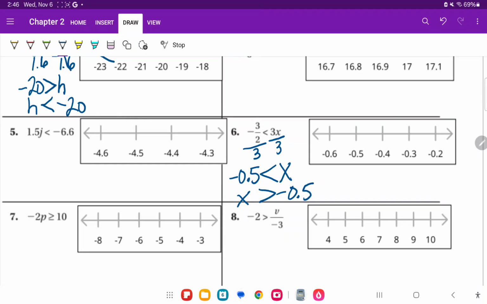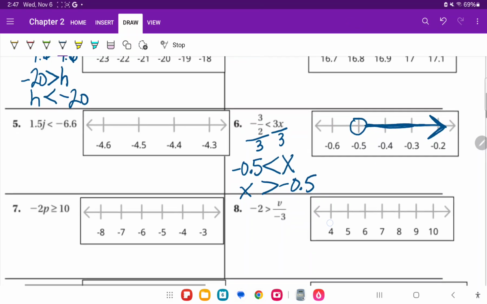Okay, and then I will plot that on my number line. So I'm going to do an open circle at negative 0.5, and then my arrow goes in the greater than direction, which is here to the right.